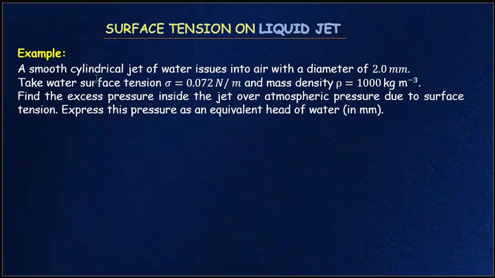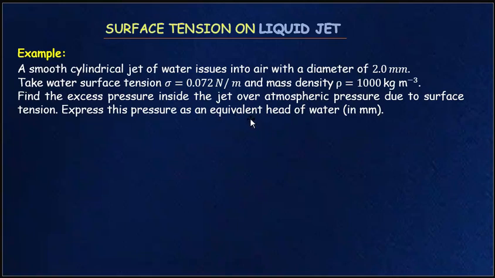A smooth cylindrical jet of water issues into air with diameter of 2 mm. So there's a jet of water which is being issued into air and having diameter 2 mm, right? The water surface tension is given as 0.02 Newton per meter, and the mass density of water is also given, that is 1000 kg per meter cube. So we have to find the excess pressure inside the jet over the atmosphere, that is delta P, due to surface tension.